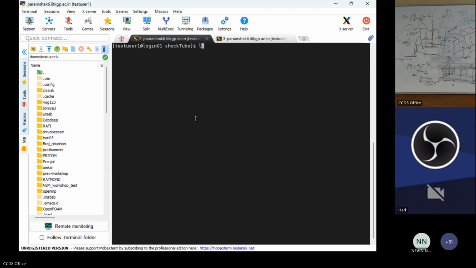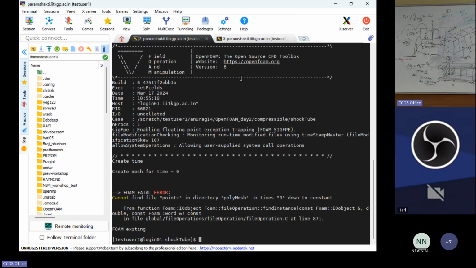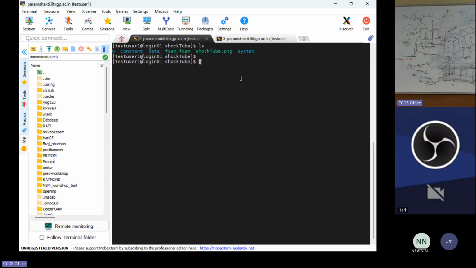Okay. So after removing that, your case should look like this. You have 0, constant, data, and system, and then use setFields. First, before that, you need to make the mesh. So you need to do the blockMesh command.